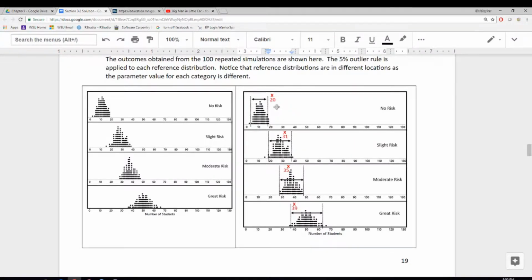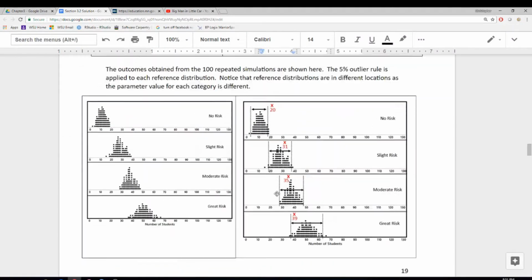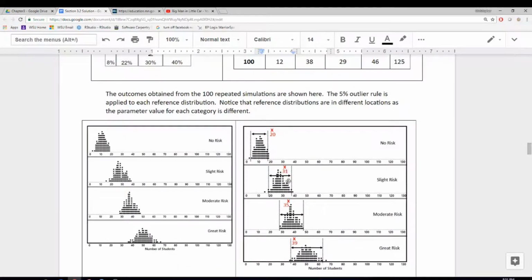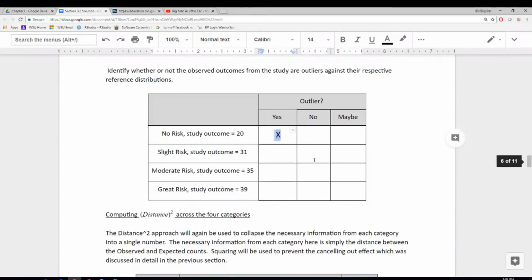So for the no-risk group, we can see that the upper cutoff is about 18 or so. 20 falls beyond that upper cutoff. So 20 is going to indeed be an outlier. So let's go ahead and mark that as such. How about the slight risk group? For the slight risk group, the outcomes from Fillmore County, which were at 31, fall within the realm of what it would look like if it followed the state trends for slight risk. So for the slight risk category, I'm not an outlier. Let's go ahead and mark that as such.